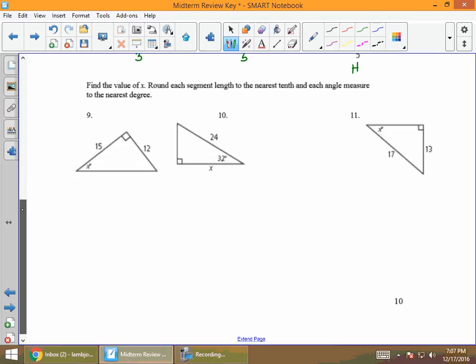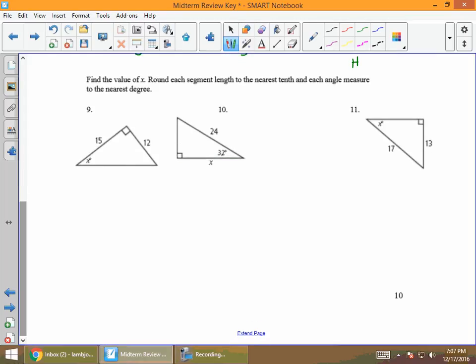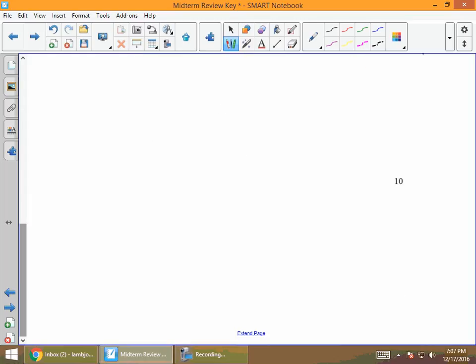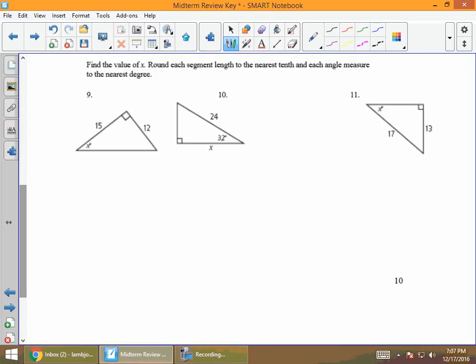Numbers 9, 10, and 11 say find the value of x. And we're going to round the segment length to the nearest tenth and each angle to the nearest whole degree. So here's where I have to make sure my calculator is in degree mode. So if angle x is my angle, this is my opposite side, and this is my adjacent side. So I'm dealing with O and A, so it is the tangent of the angle, the tangent of x equals the opposite side, 12 over the adjacent side, 15.